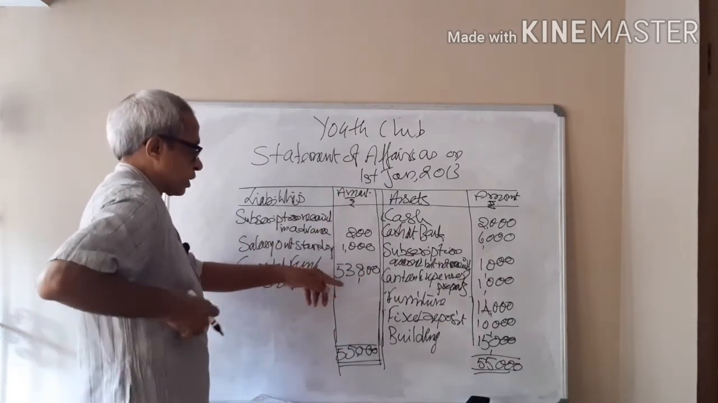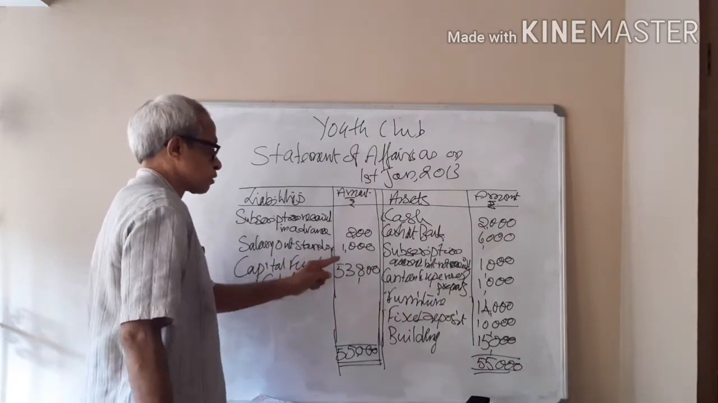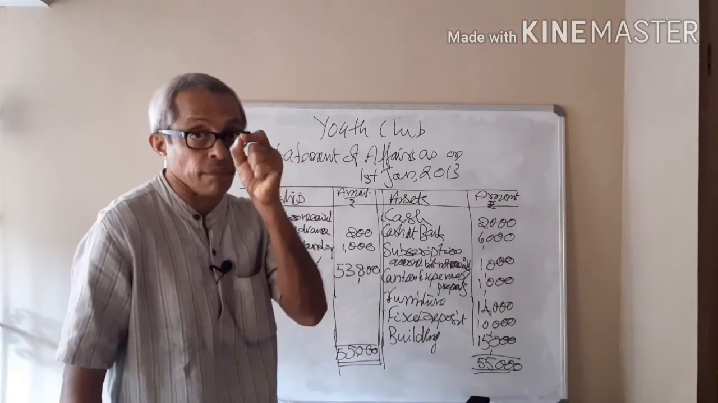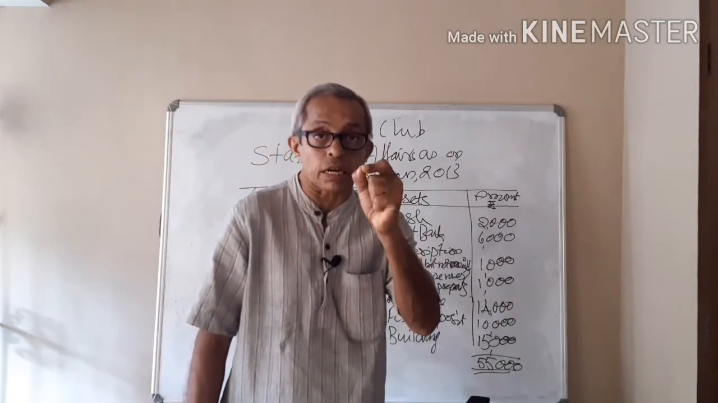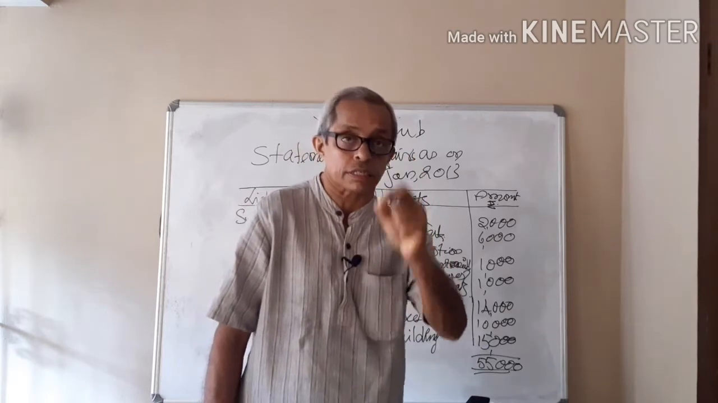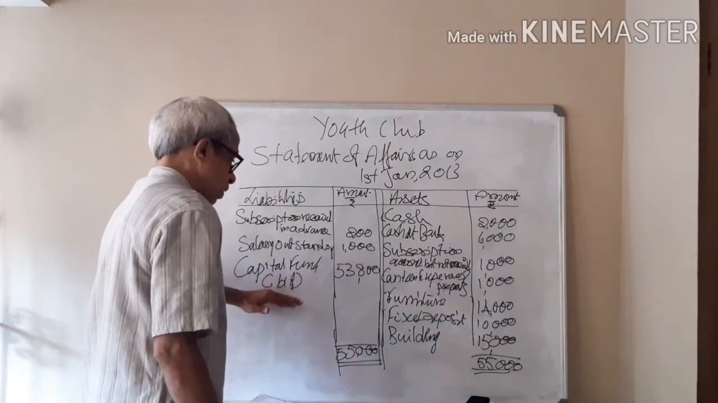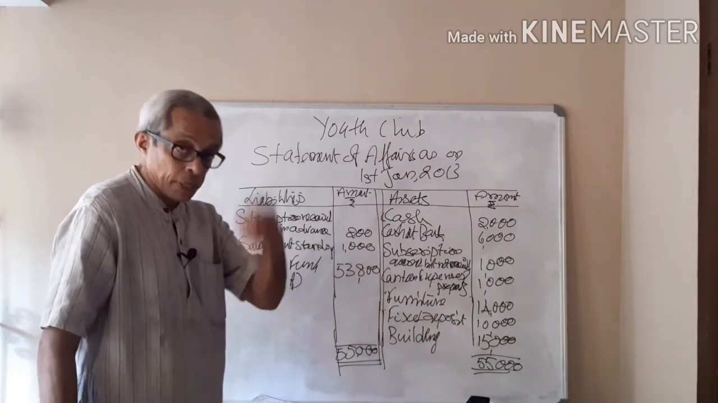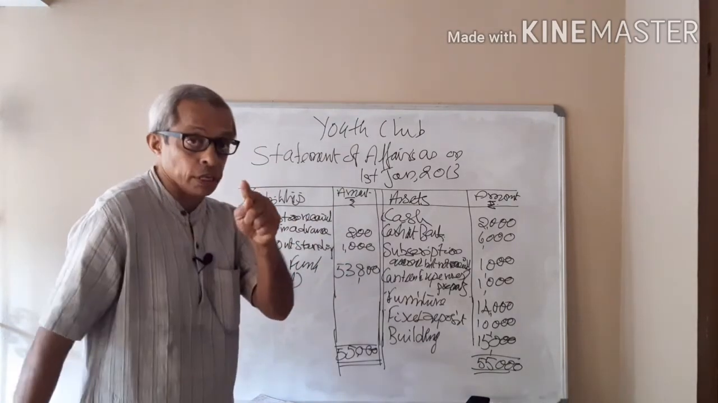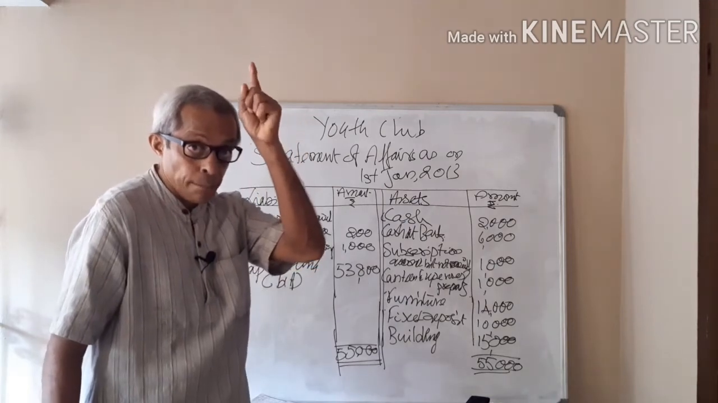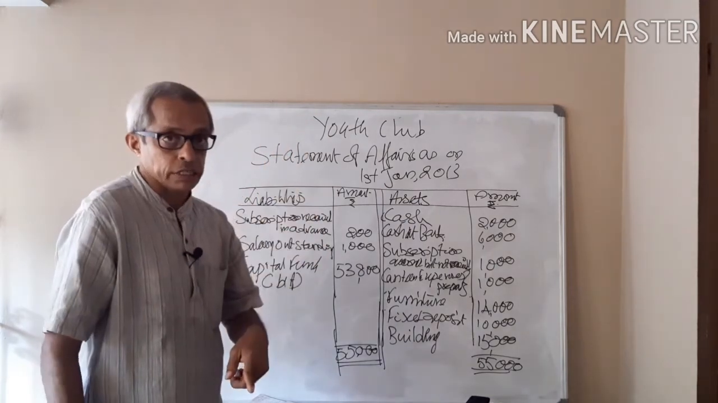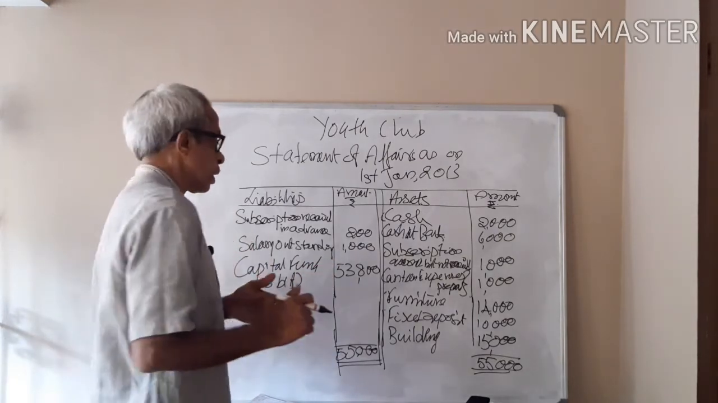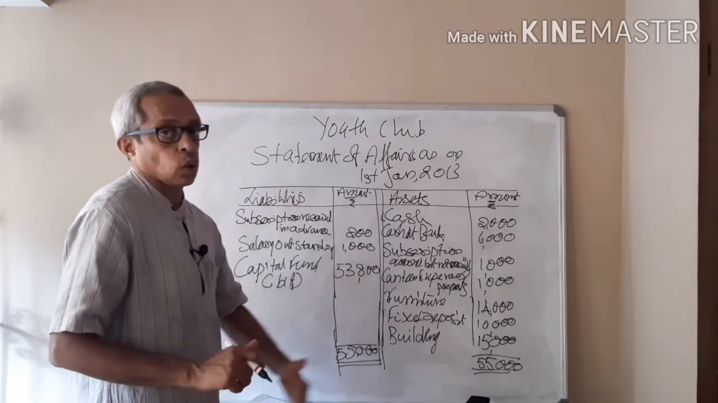The balancing figure is 53,800. This 53,800 is the capital fund, that is, capital on the opening date. This capital fund, that is the capital amount of rupees 53,800, the opening capital balance, will be shown on the liability side of the balance sheet on the closing date, to which we adjust the surplus or the deficit, and we total the balance sheet.